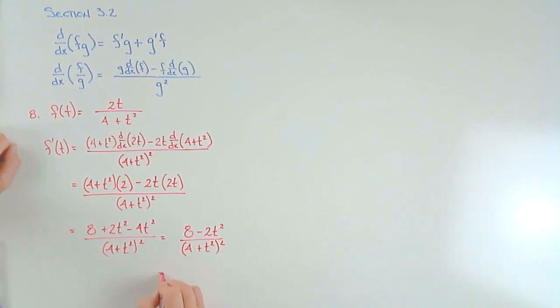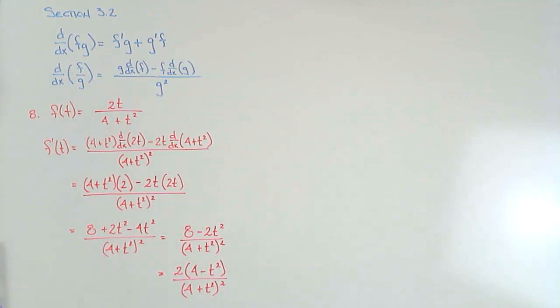And we can simplify that. We can factor out a 2, and that gets us 2 times 4 minus t squared divided by 4 plus t squared squared. And we can factor this as the difference of 2 squares, but it's not going to simplify the problem. We're not going to be able to cancel one of those factors. So there's no reason to factor that. So we'll leave it as 4 minus t squared. Okay, so that's problem 8.